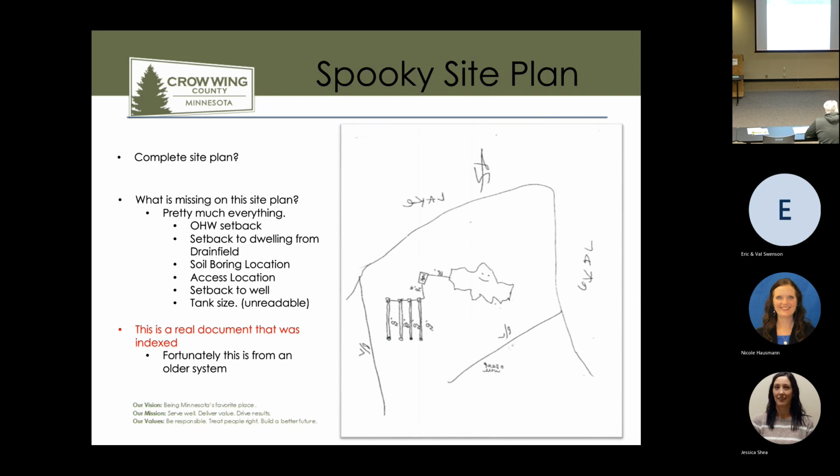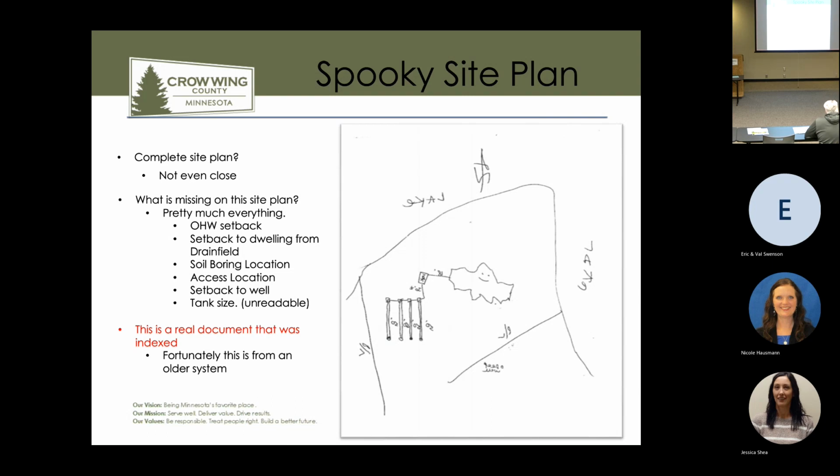The first example here is a spooky site plan. This is a site plan that was not submitted as part of a design form, but was on another formal document that has been indexed, and it's not great. We got a little bit of a ghost feature that looks to be the house, and not a lot of other information on there. As outlined on the site plan slide, this site plan is not even close. What are we missing? Pretty much everything.